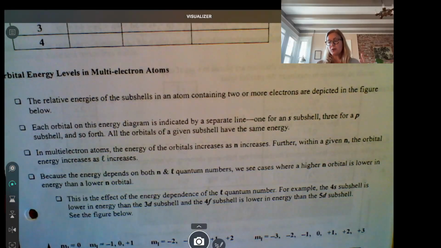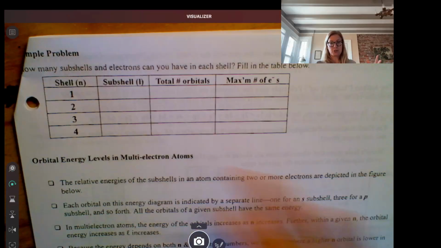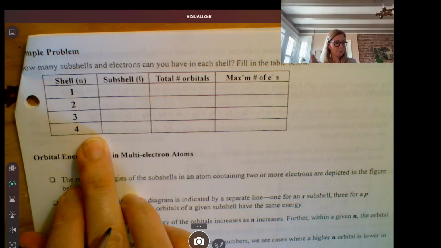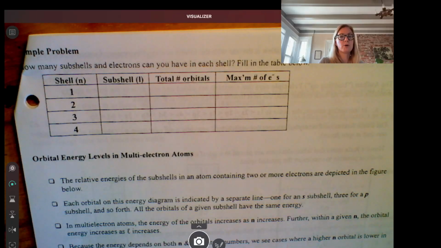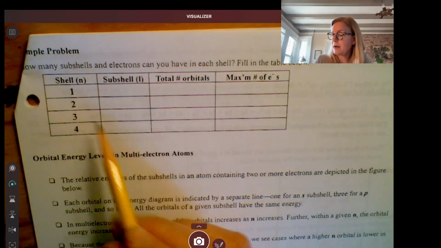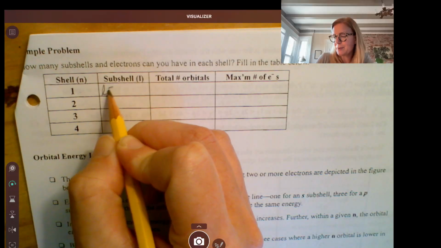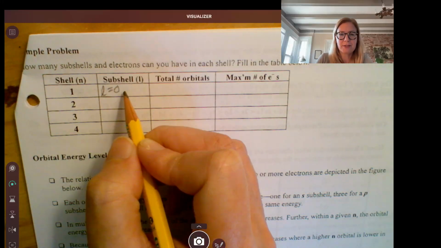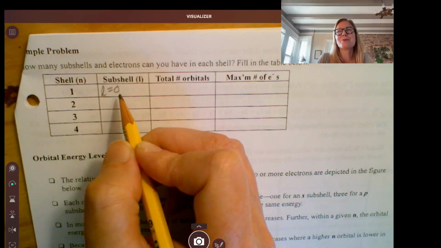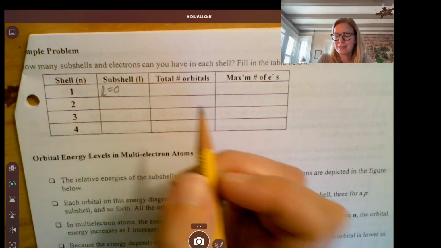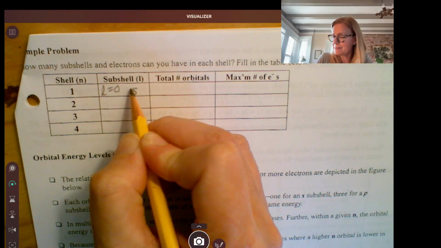So let's back up and look at the principal energy level, the shell, the main energy level, all the subshells within that, and then the total number of orbitals and the maximum number of electrons that can fit in that shell, okay? When n equals 1, in the first energy level, we would say L equals 0. It does have a subshell, we just don't consider it a subshell because there's only one of them. But in any case, it's an S. Put S in parentheses.